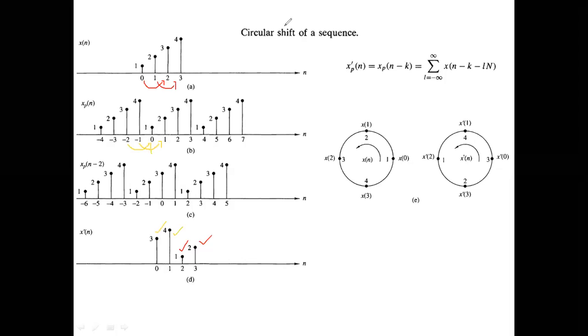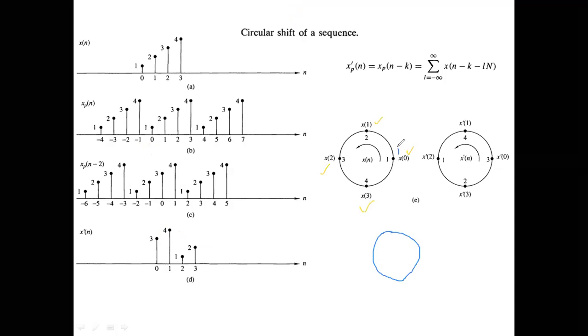The name used is the circular shift, and it is usually represented by x of n minus k, whatever the factor, for the value of n you are considering. The author says it's like keeping the values around a circle. Say x of 0 is here, 1 is here, 2 is here, and 3 is here. If I want to take x of n minus 1, a circular shift, then what's going to happen?